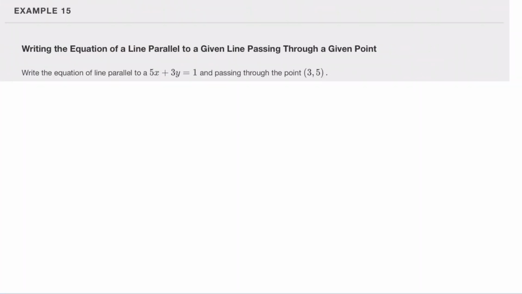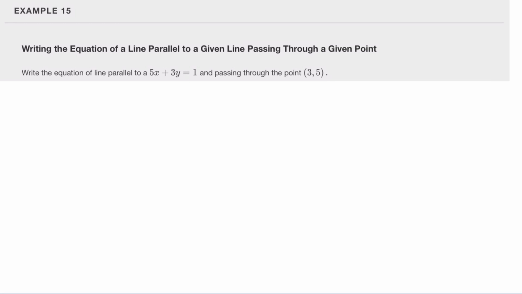Write the equation of a line parallel to this passing through this point. So if we want our line to be parallel, that means our line needs to have the same slope as this guy. Then we'll have a slope and a point, and then we can kind of flow between those 3 equations of a line to find the equation of our line.